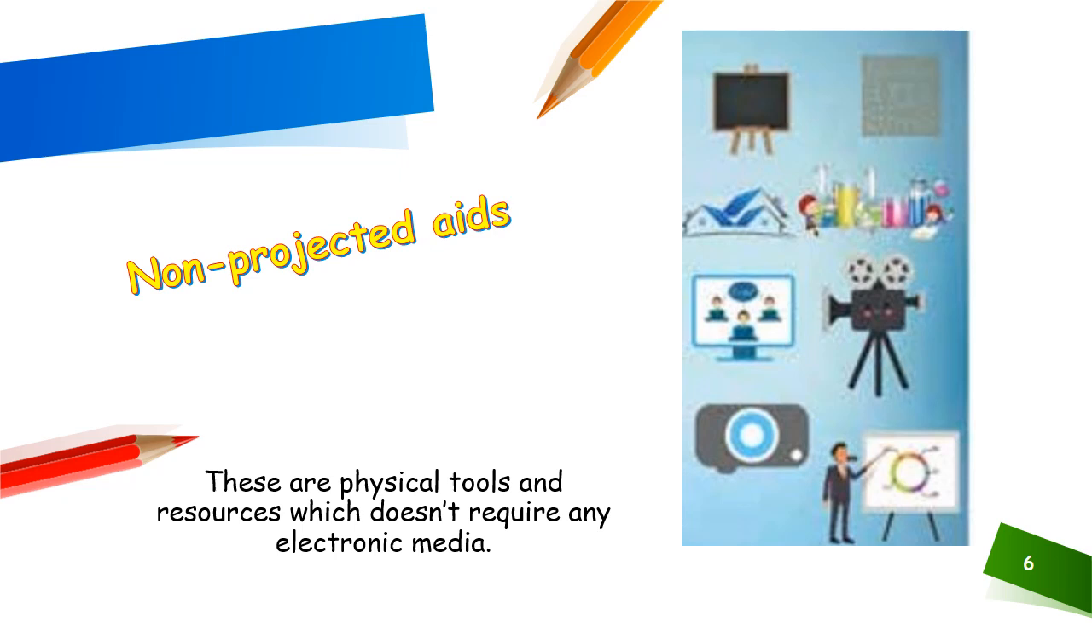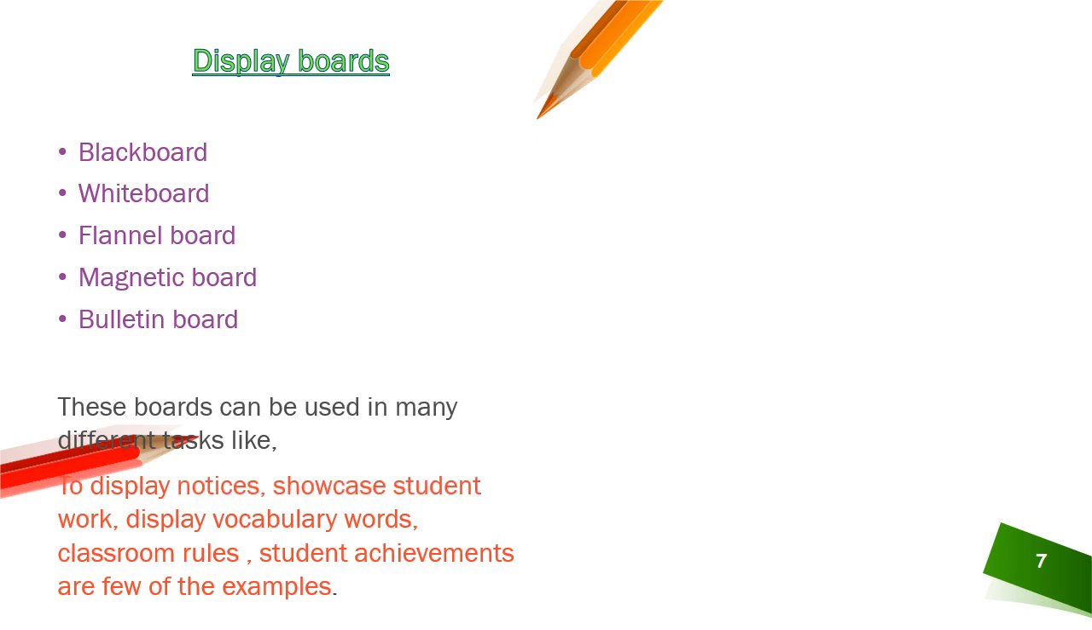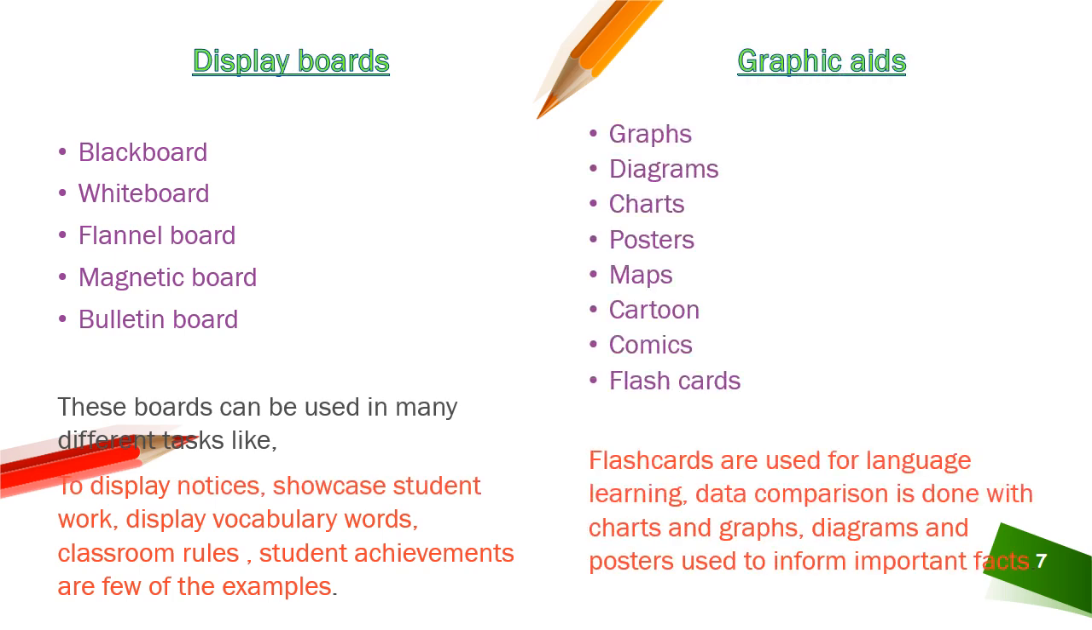As I said before, visual aids are divided into 2 parts, that is, non-projected aids and projected aids. First, let's consider non-projected aids. These are physical tools and resources which don't require any electronic media. Let's move on and see what these non-projected aids are. Non-projected aids are of two types, display boards and graphic aids.